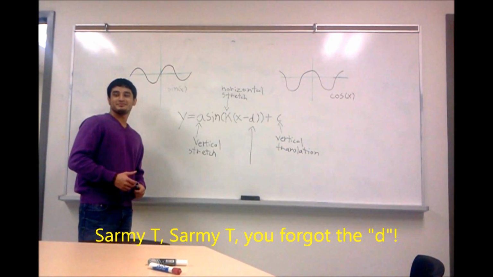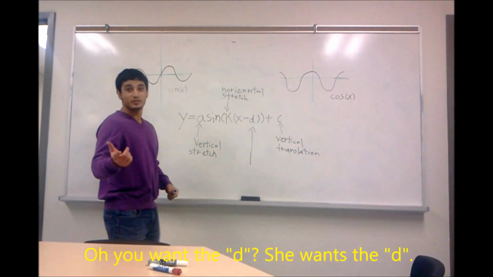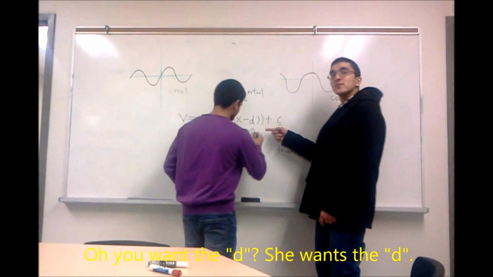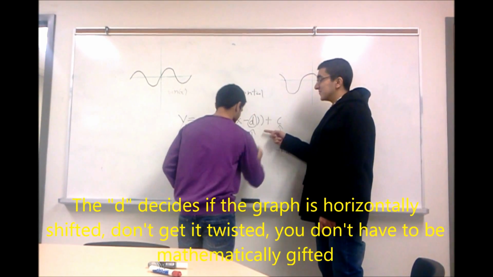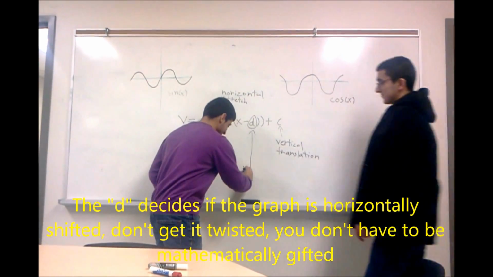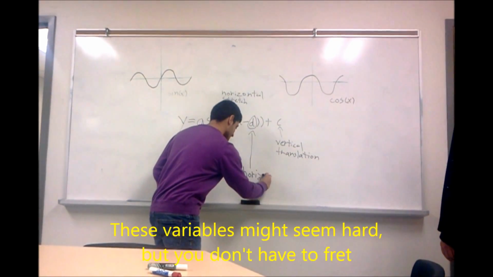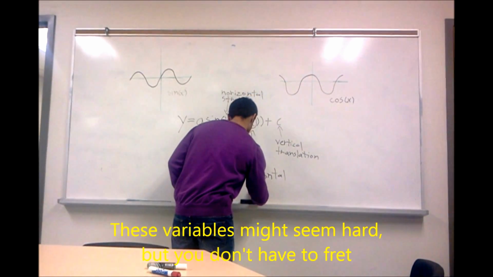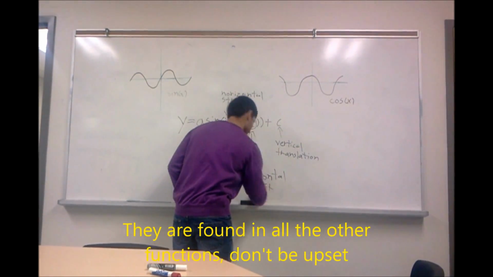Sarmy T, you forgot the D. Oh, you want the D? She wants the D. The D decides if the graph is horizontally shifted, but don't get it twisted. You don't have to be mathematically gifted. These variables might seem hard, but you don't have to fret. They're found in all the other functions, don't be upset.